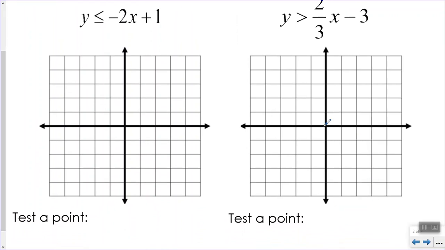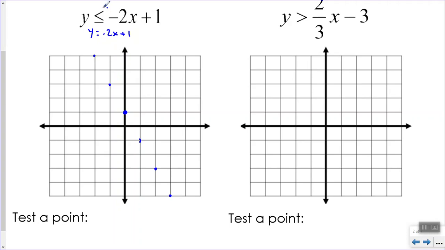When we start to graph them, in the beginning, the process is the same, but then we have a couple extra things we have to look at the end. So to start, I'm going to treat this like y equals negative 2x plus 1. I have my y-intercept of 1. I have a slope of negative 2, so we come down 2 to the right 1, and then up 2 and back 1. But now I'm not going to connect the dots right away.